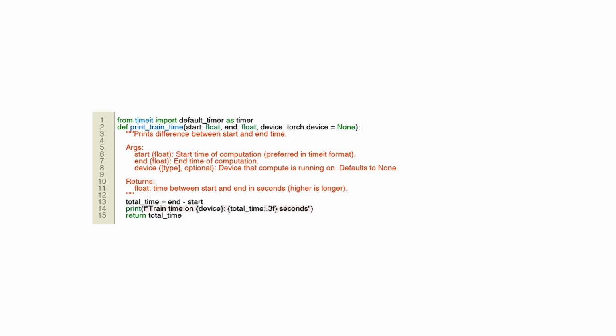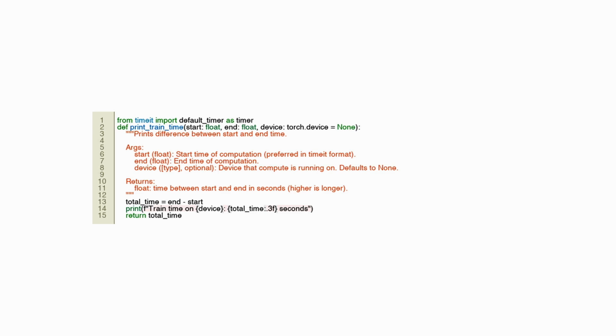This code imports the timeit module, and specifically the default_timer function as timer. This function is used to measure the time taken for a piece of code to run. The next line defines a function print_train_time that takes in three arguments: start and end time in seconds, and the device on which the computation is happening.